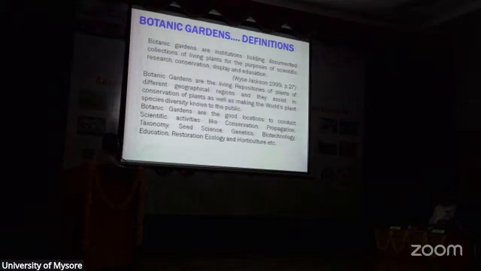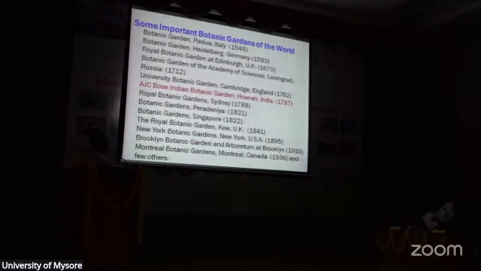I will show you some of the slides. What is a botanic garden? Botanic gardens are institutions holding documented collections of living plants for the purpose of scientific research, conservation, display, and education. Botanic gardens are the living repositories of plants of different geographical regions, and they assist in conservation of plants as well as making the world's plant species diversity known to the public. They are good locations to conduct scientific activities like conservation, propagation, taxonomy, seed science, biotechnology, education, restoration, ecology, and horticulture.